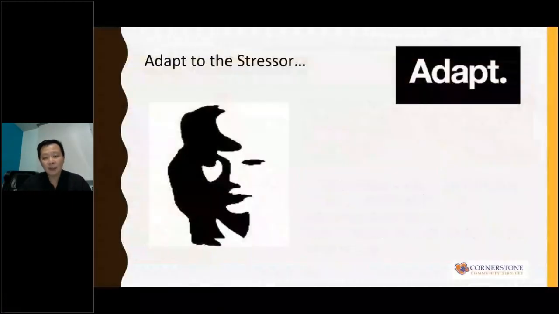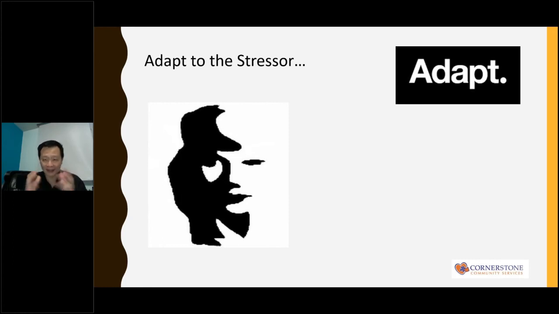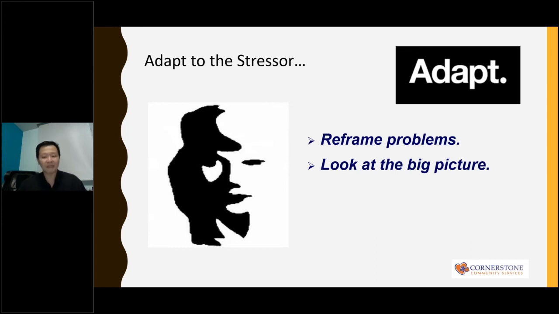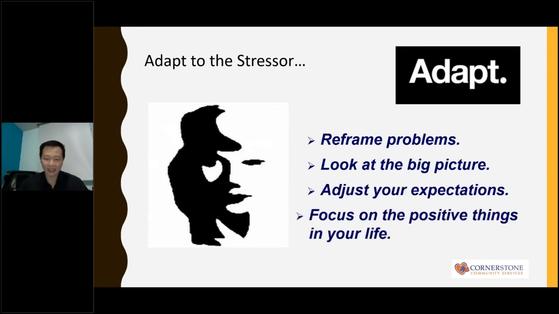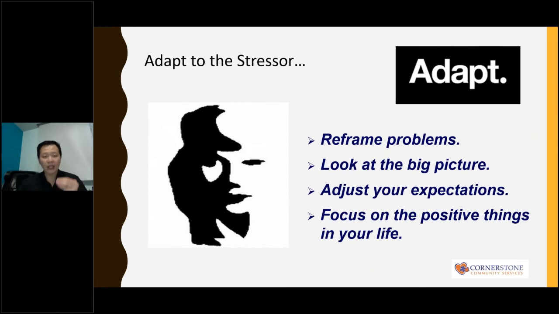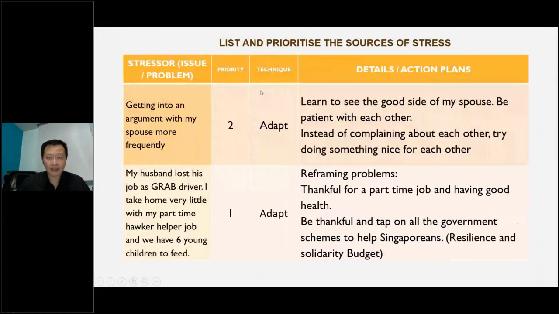Moving on, if you can't alter the situation, what about adapting? Adapting to the stressor. Sometimes it's not a situation you can alter. If your stress point is your mother-in-law, you cannot try to alter her. It is not easy to change someone. Then you have to learn how to reframe the problems. Look at the big picture, adjust your expectations a bit, focus on the positive. Then you can learn how to adapt, because in every stressful situation there are always two sides to it.